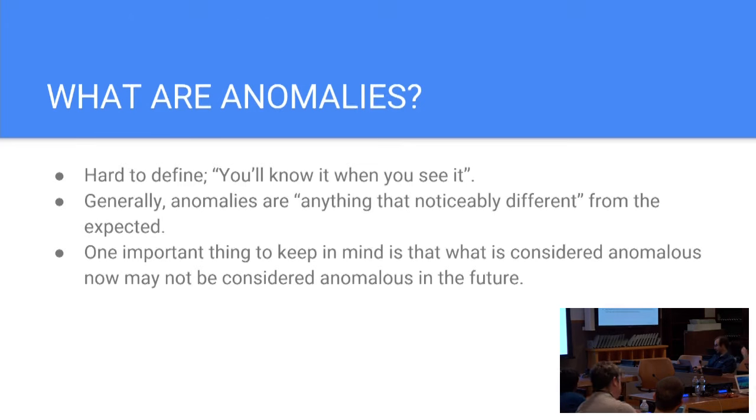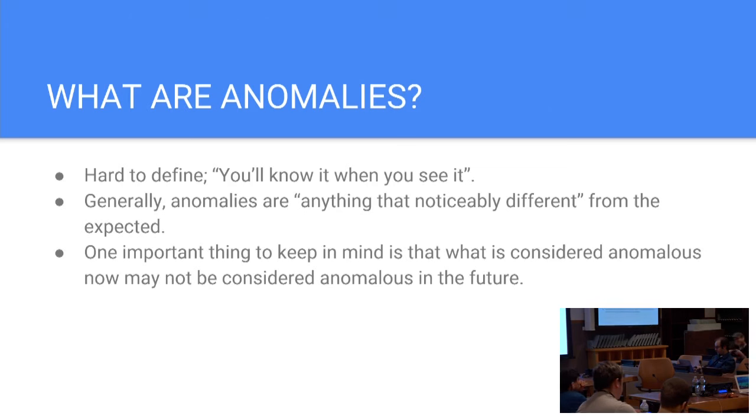So what are anomalies? The million-dollar question. We all have some conceptual idea about what an anomaly is, but it's really hard to define. It's one of those you-know-it-when-you-see-it things, but if I were asking you to define an anomaly, you'd probably give me something along the lines of, it's something that's noticeably different from what is expected or is different from everything else. And that description allows us to flexibly define anomalies.